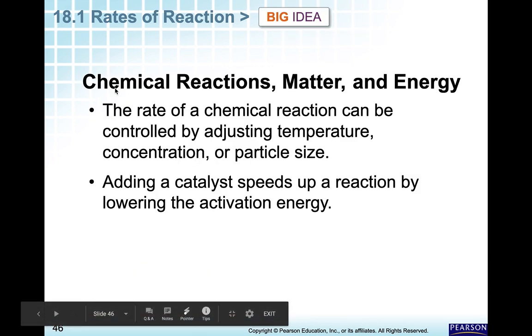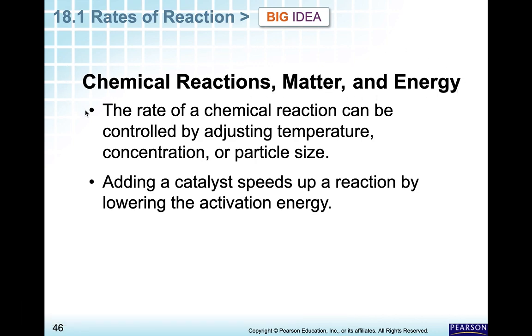So just to tie this all in with our previous information, remember today's main idea: we can control the rate of a chemical reaction by adjusting our temperature, concentration, or particle size, or we could add a catalyst to speed up the reaction by lowering the activation energy.